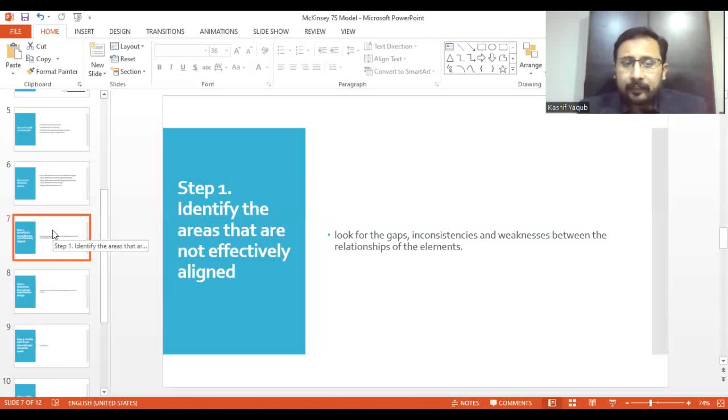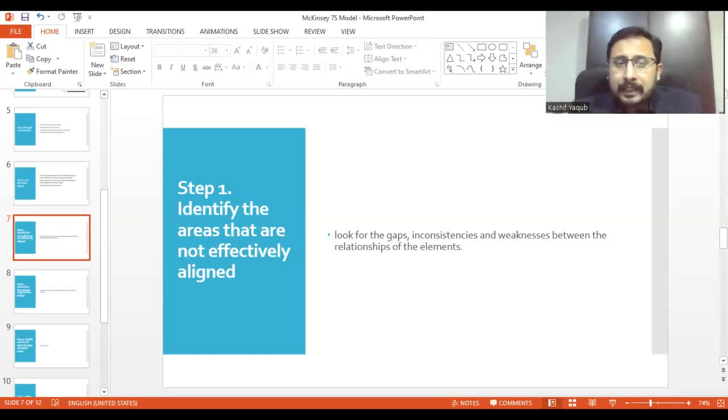Identify the areas that are not effectively aligned. So what do you need to do? First of all, you need to look at all the 7 elements and identify if they are effectively aligned with each other or not. If not, you should look for gaps, inconsistencies and weaknesses between the relationships of the elements. I'm saying it again: if they are aligned, fine. If they're not aligned, look for the gaps, the inconsistencies, the weaknesses between the relationships of these elements. The most important is the gap identification.